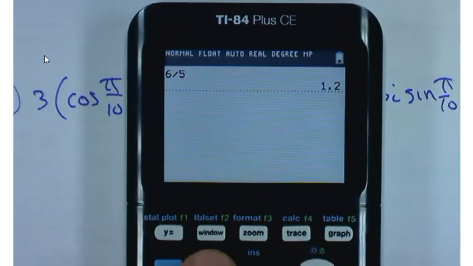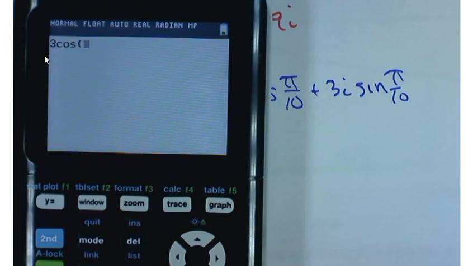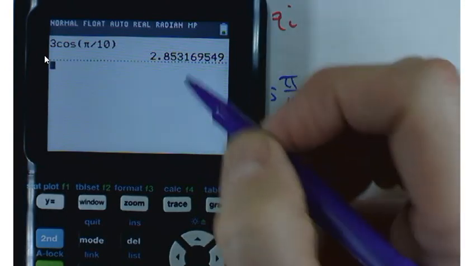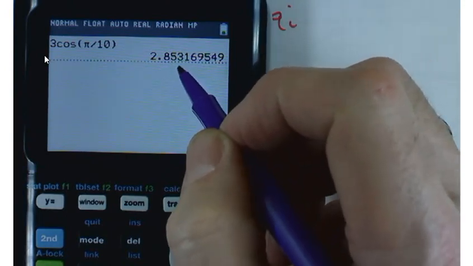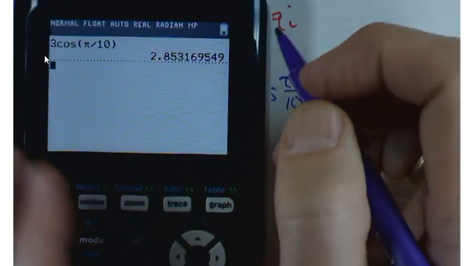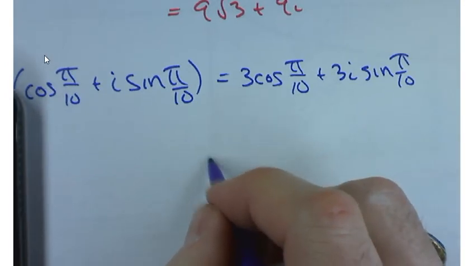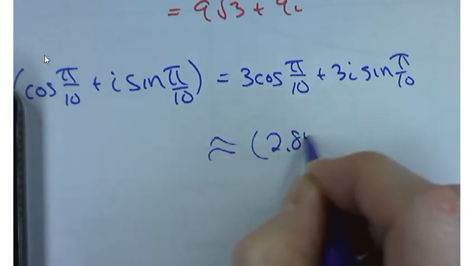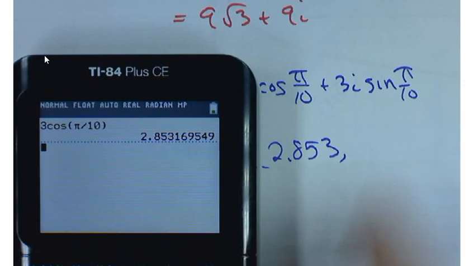So I'll first change the mode, go down to radians, and I want 3 cosine of pi over 10. So 3 cosine pi divided by 10, 2.8531, etc. Now, typically speaking, if I ask you to round to a particular number, then there's a point of credit to rounding to that number. So please be careful in rounding. This is going to be approximately 2.853. Let's do the same thing with the sine. 3 sine of pi divided by 10.